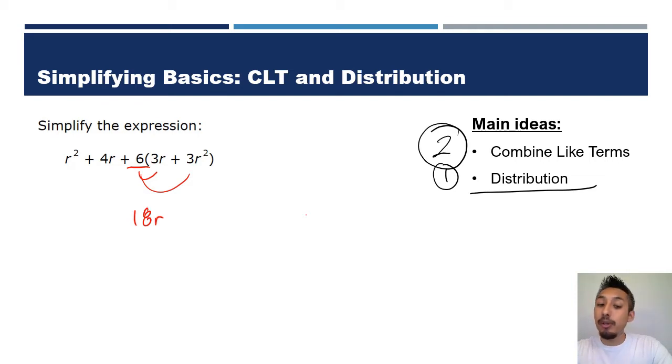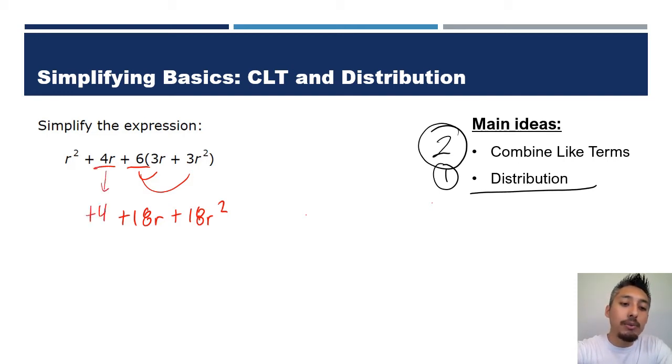6 times 3r squared is a positive 18r squared. The 18r was also positive, so I'm going to put a plus right there. And we're going to drop down what we haven't touched yet. We still have a positive 4r, so let's bring that down, a positive 4r. And we have our r squared. So now everything was brought down.